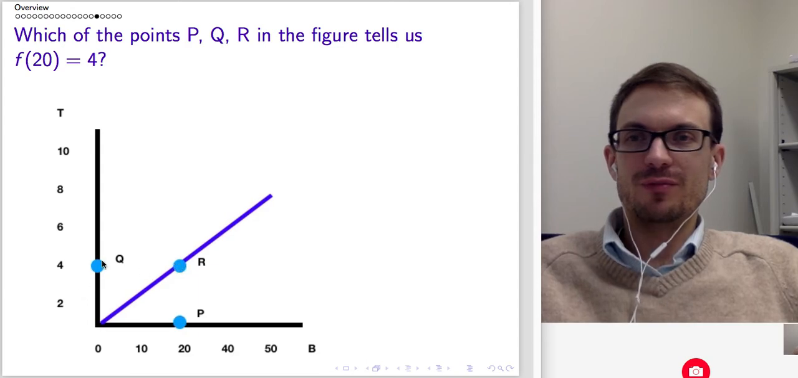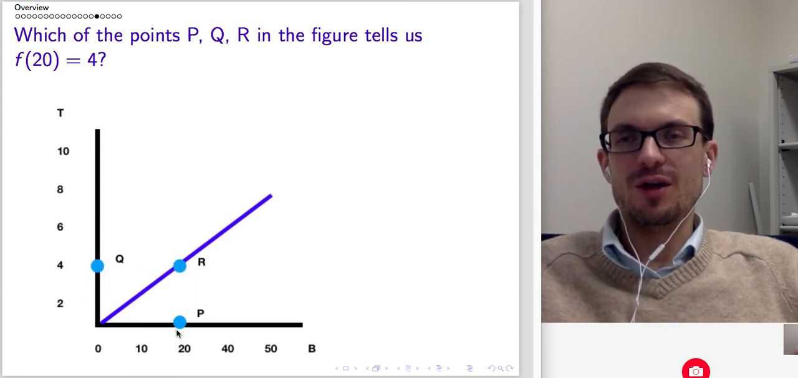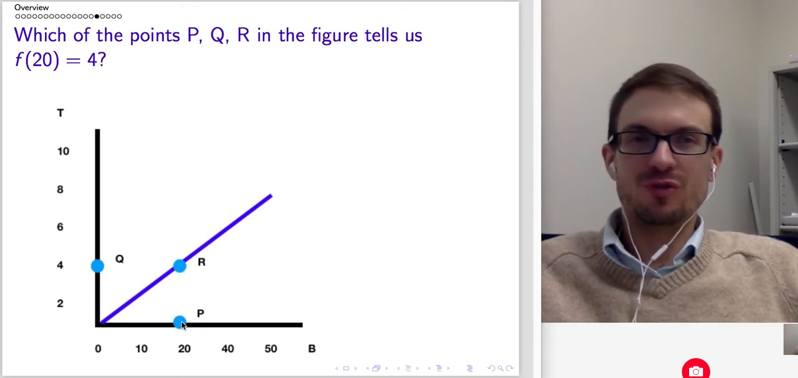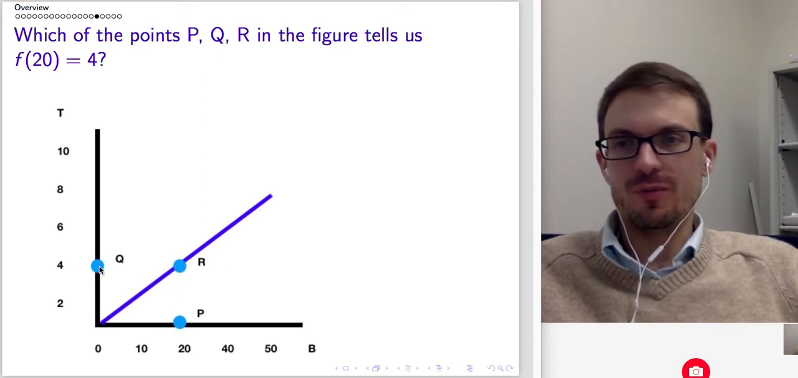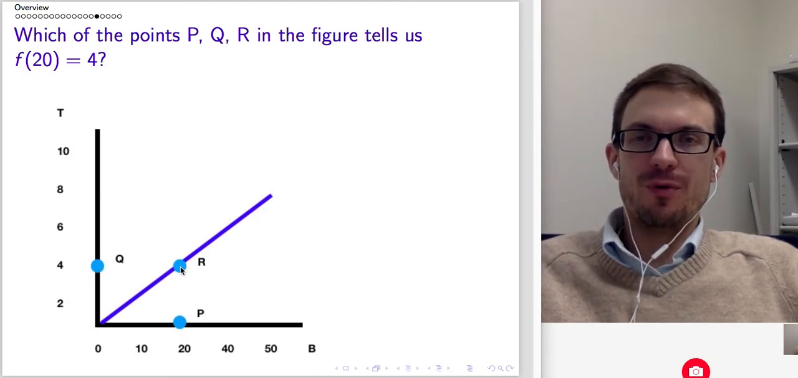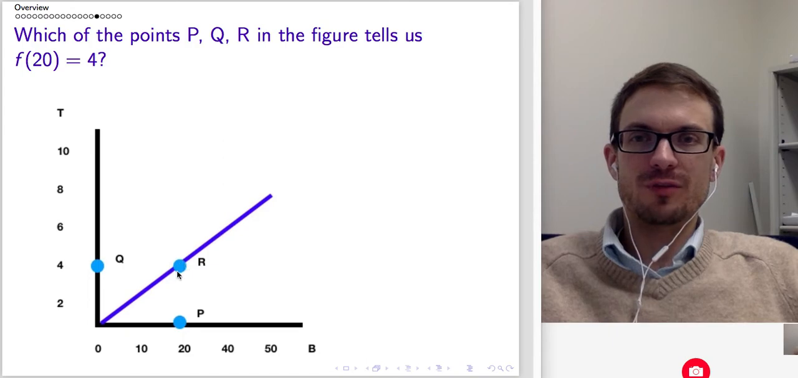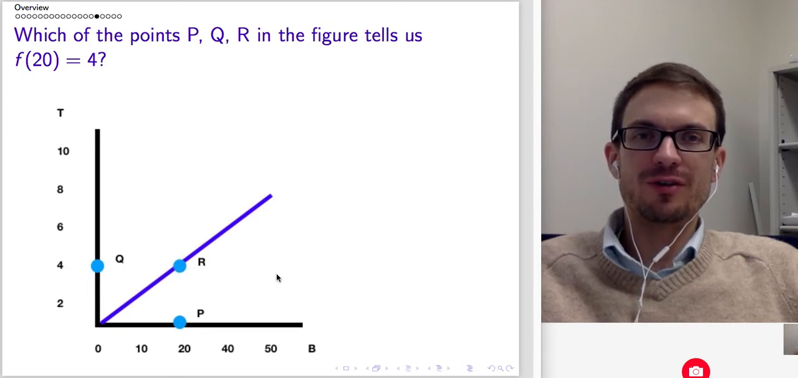Here, no, because this is not on the function. But this is the point 20, 0, and this is the point 0, 4. This is the point f of 20 is equal to 4. This is the point we're after. Point R is what we're after.